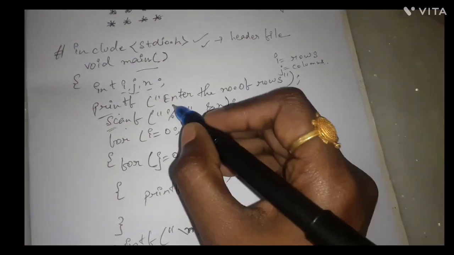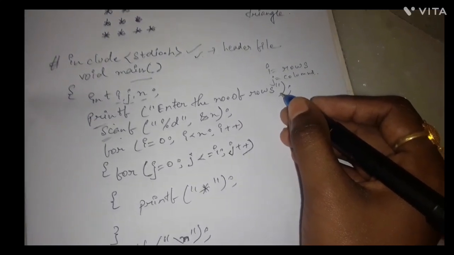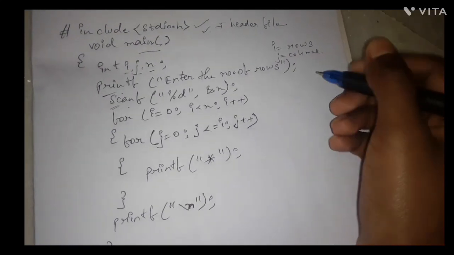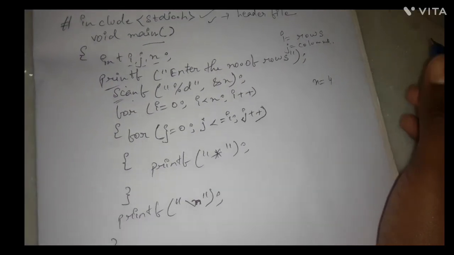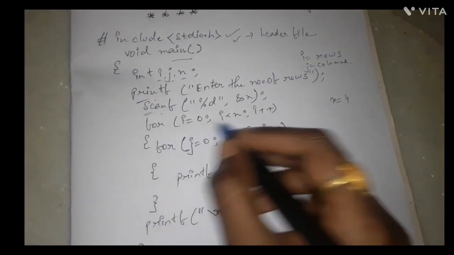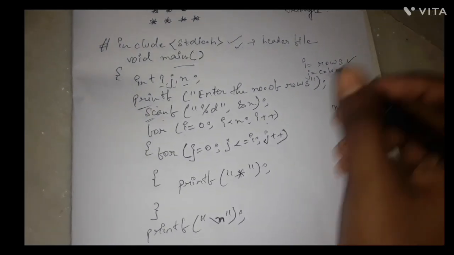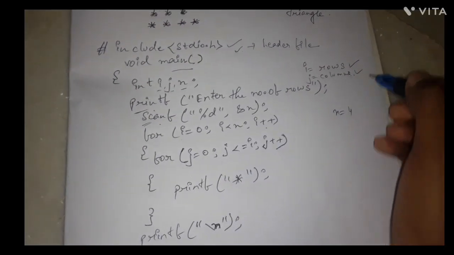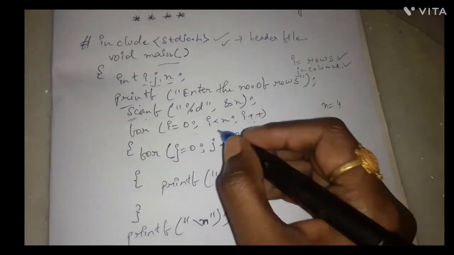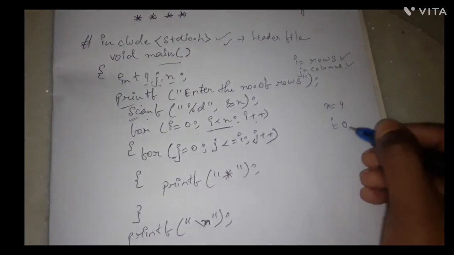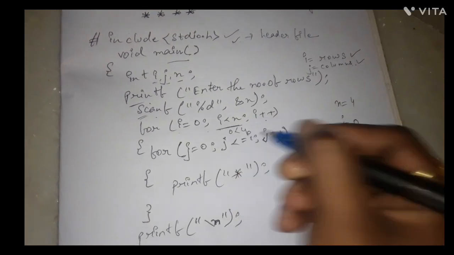First of all, from the user we'll get the number of rows, how many rows the user wants to generate. Suppose n is 4, the user entered 4. So we'll enter into the loop. The first loop is for the number of rows. As I said, I is the number of rows and J is the number of columns. So I starts from 0, I less than n, this condition is true, 0 is less than 4.